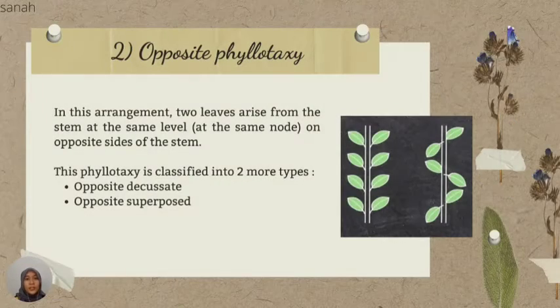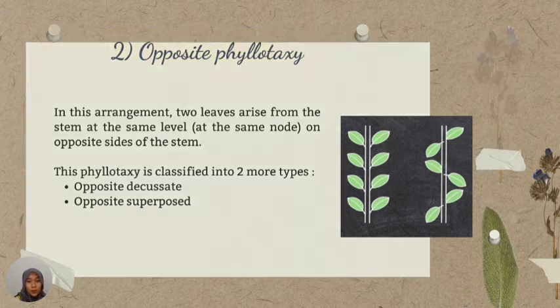Now I'm going to explain the second leaf phyllotaxy, which is opposite phyllotaxy. In this arrangement, two leaves arise from the stem at the same level, which means they are at the same node on opposite sides of the stem. This phyllotaxy is classified into two more types, which are opposite decussate and opposite superposed.